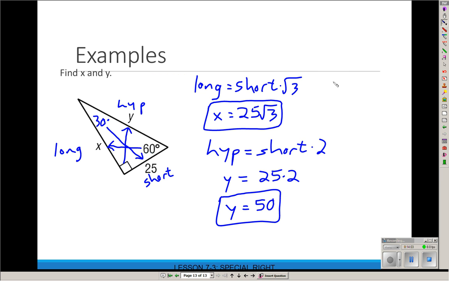Identify the type of triangle, and then identify the side you know. Find the other sides. Long equals short times square root of 3, and hypotenuse equals short times 2.